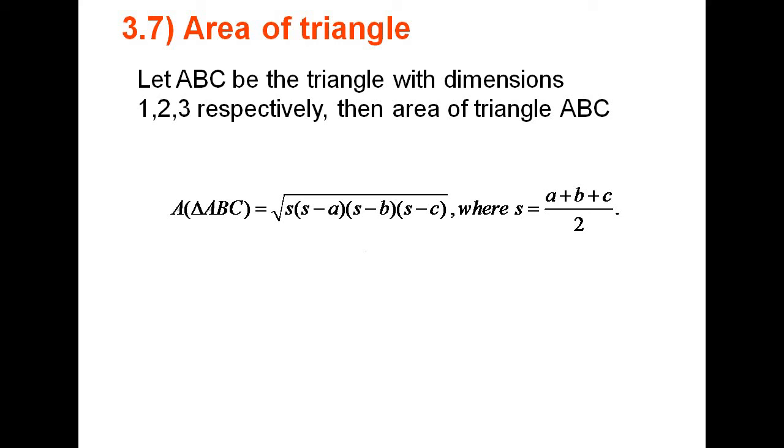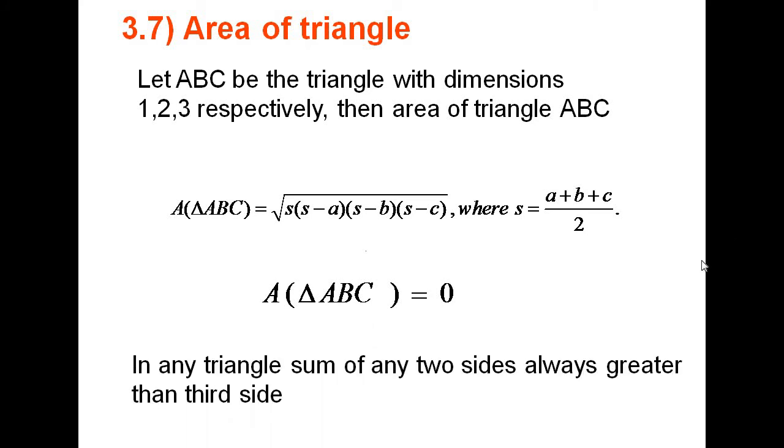We will suppose 1, 2, 3 are a, b, c. From this formula, s, we will put here 1 plus 2 plus 3, we are getting 6 divided by 2, that is 3. And from this, putting 3 minus 3, we are getting area 0. Even though the dimensions are there, we are getting area 0. So how is this possible?